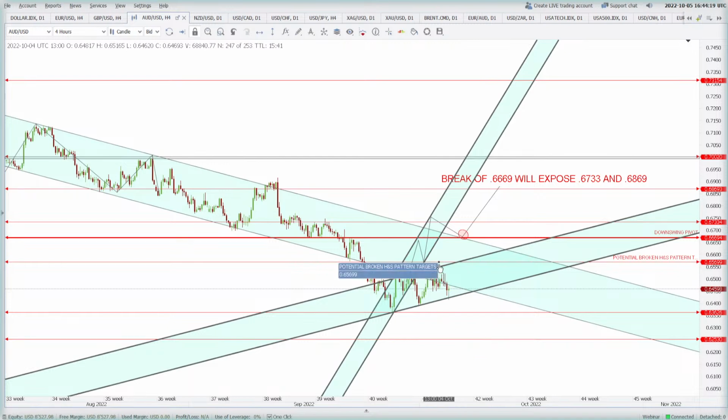On the higher side, if we see a price above 0.6569, then 0.6669 will be exposed in this market. Above 0.6669, which is a downswing pivot as of now, we will see multiple highs breaking, like 0.6733 and 0.7002. 0.7002 is the ultimate resistance in this market as of now.